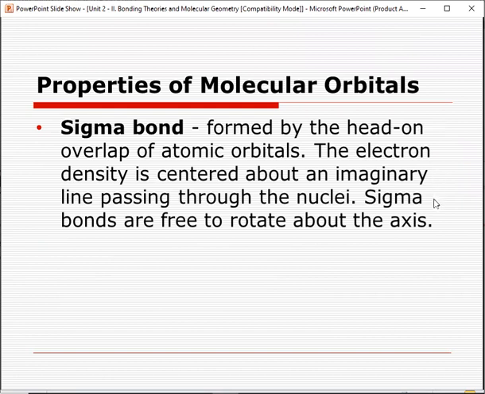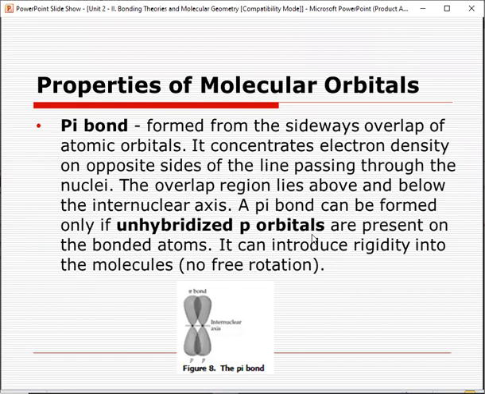Sigma bonds are free to rotate about the axis, while pi bonds are formed from the sideways overlap of atomic orbitals. It concentrates electron density on opposite sides of the line passing through the nuclei. The overlap region lies above and below the internuclear axis. A pi bond can be formed only if unhybridized p orbitals are present on the bonded atoms. It can introduce rigidity into the molecules or no free rotation.